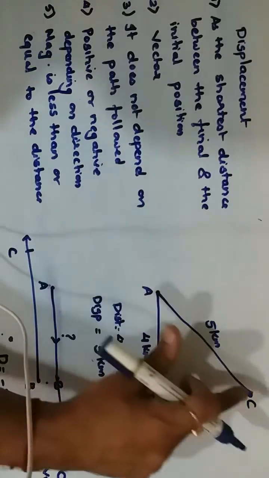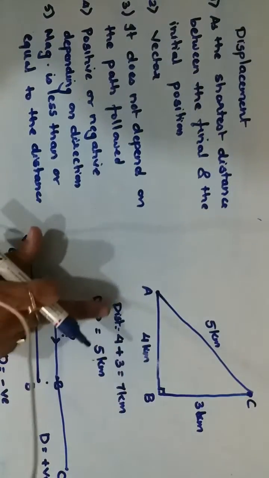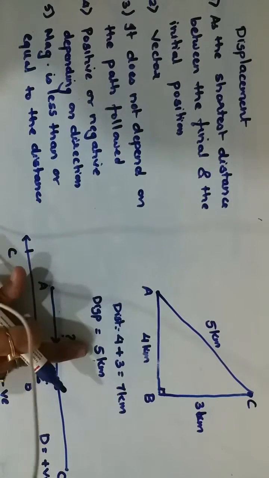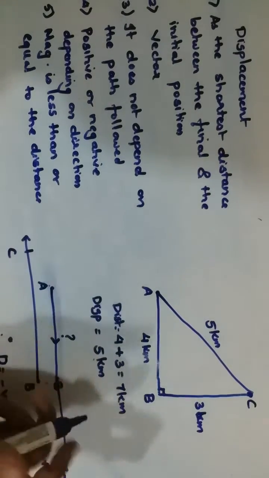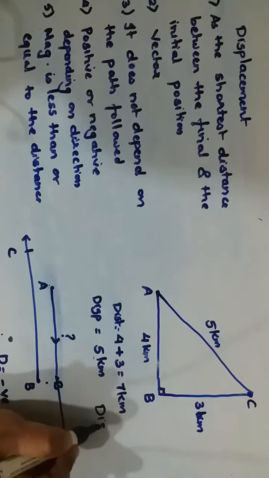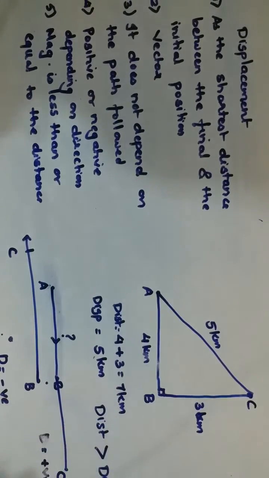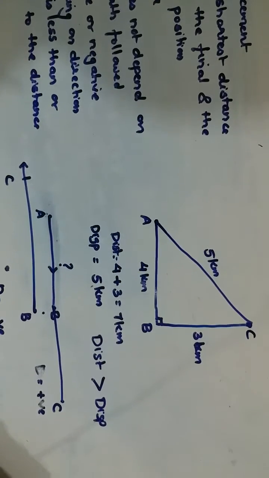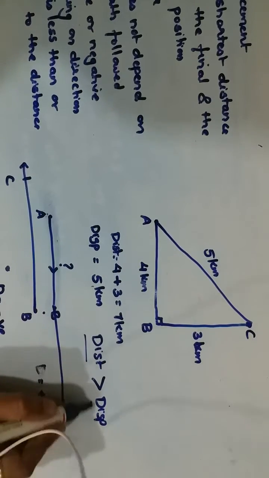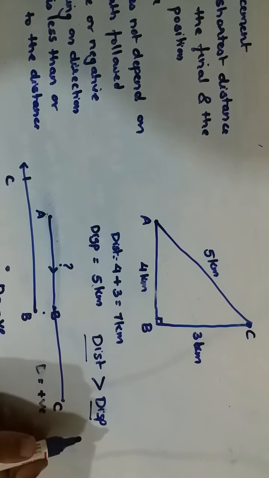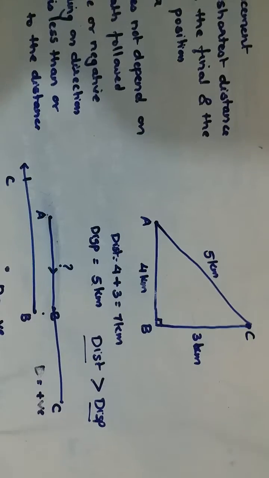But in this case the displacement was 5. So can you see the distance is 7 and displacement is 5. So can I say that the distance measured here is more than the displacement? The distance covered is more than the displacement. So that was my point. The distance is either more than or equal. Equal, how can I say it is equal?